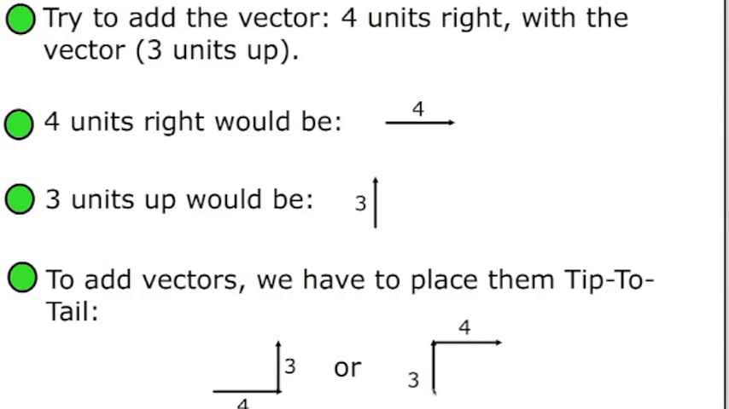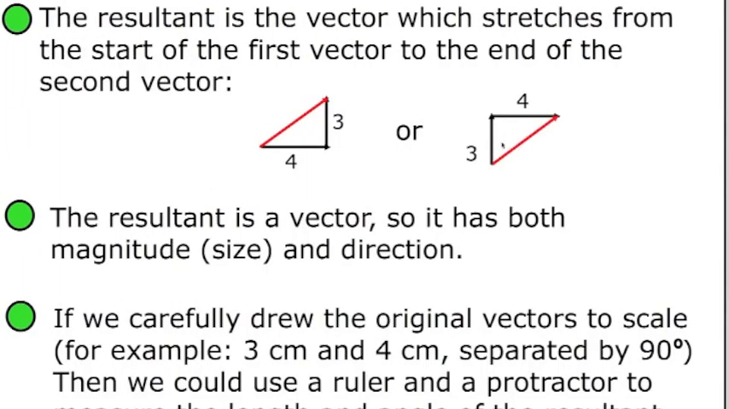Now, you could do the reverse. You could start with the 3, go up, and then go across 4. If you put the resultant vector in, it would start from here and go to the finish, the shortest distance between here and here, a straight line, finishing the triangle. In each case, you'll see that it's the same vector, okay?